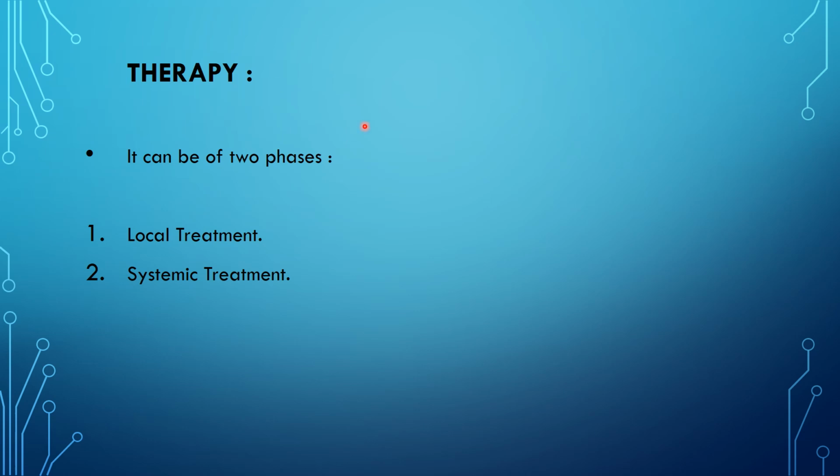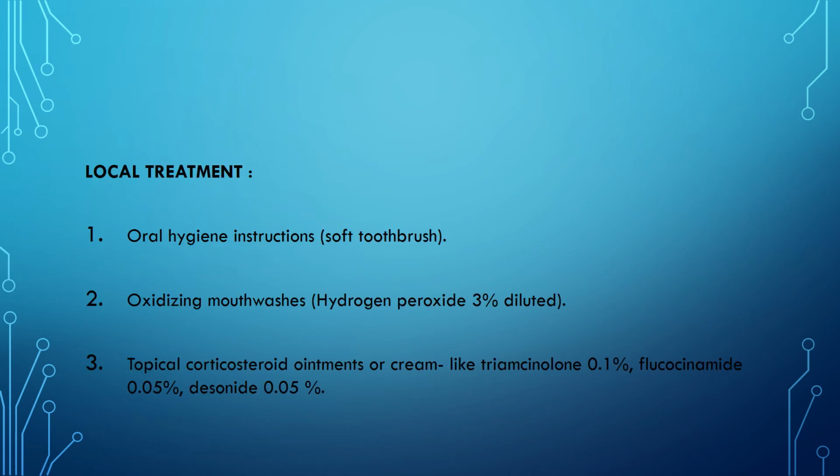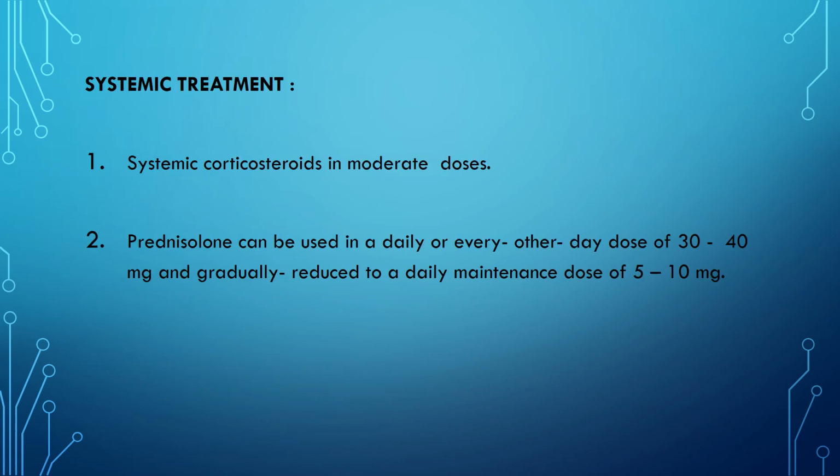Coming to the treatment part, it can be of two phases, that is local treatment and systemic treatment. Local treatment includes oral hygiene instructions, usually recommending a soft toothbrush. Then oxidizing mouthwashes, diluted hydrogen peroxide 3%, can be used. Then topical corticosteroid ointments or creams like triamcinolone 0.1%, fluocinonide 0.05%, or desonide 0.05%.